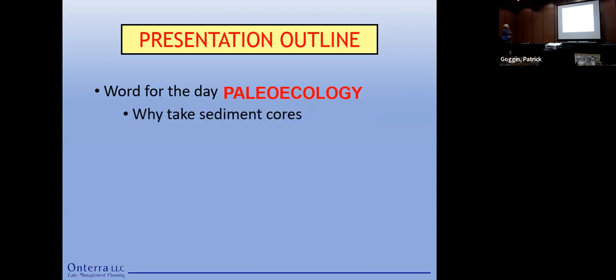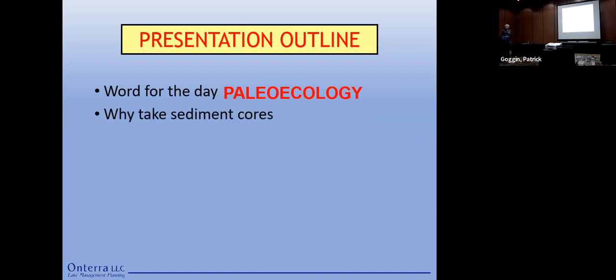So first we'll do the word of the day, which Sandy mentioned, is paleoecology. And paleo means history. So it's the history of the ecology of the lake, paleoecology.